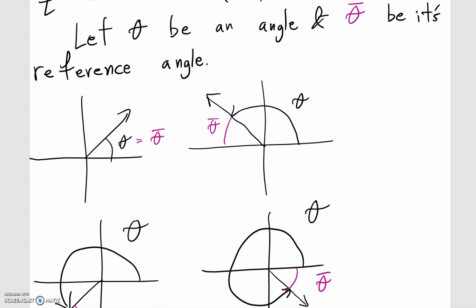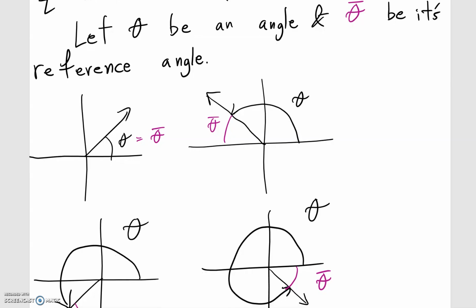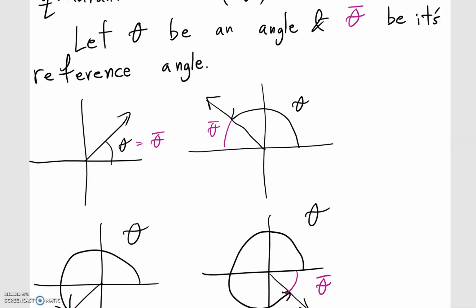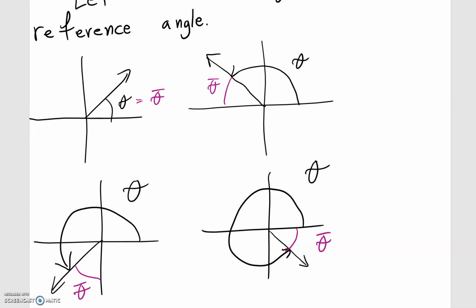I have drawn for you a few pictures here. So if theta is an angle and theta bar is its reference angle, you have a few pictures here. For an angle that's just in quadrant 1, that's less than 90, theta and theta bar would be the same. For an angle that's in quadrant 2, I have drawn for you theta bar here, and I've drawn for you other pictures for when theta is in quadrants 3 and also 4.